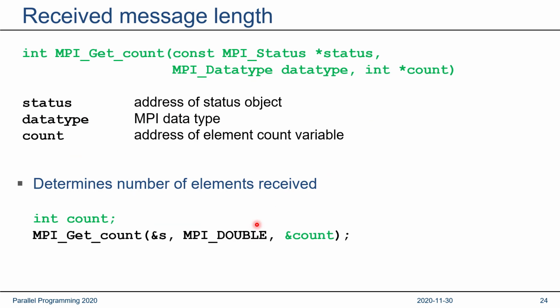Now, the third thing that might not be known when MPI receive returns is the actual length of the message. And this can be obtained via MPI get count. MPI get count also gets the status object, now here in the form of a pointer. It needs to know about the data type in the message, and the count argument is actually an output argument that gives us then the actual length of the message. So MPI get count, address of the status object, data type, and address of the count variable. This is how you get the length of the message.